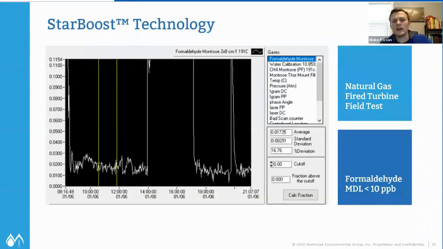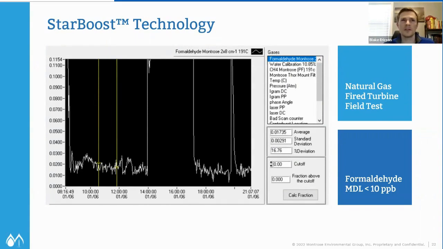A little brief data overview here. This is kind of just showing the power of the instrument. I'm taking about a 1 hour sample run here. You see that number for the average is 0.017. Well, that's PPM. So that's quite literally 17 PPB on a turbine for formaldehyde. And that is a wet number, so it bumps up a little bit, and there is an O2 correction of 15%. But at the end of the day, well below that 91 PPB limit that was proposed by the EPA.